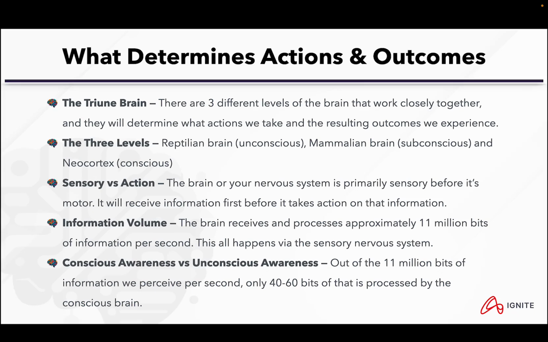Now, out of all of that 11 million bits of information we perceive and process per second via this sensory nervous system, the unconscious part of the brain, only 40 to 60 bits of that is processed by the conscious brain. So this is conscious awareness versus unconscious awareness. The conscious awareness per second is minuscule versus the unconscious awareness, which is significant. So in every trauma, every challenge, every experience you've ever had, what your brain is actually aware of unconsciously is way more information than what you actually consciously comprehend, perceive, or even remember years later. So we want to bring a lot of that unconscious awareness into the conscious awareness so you can see it and feel the truth of it.